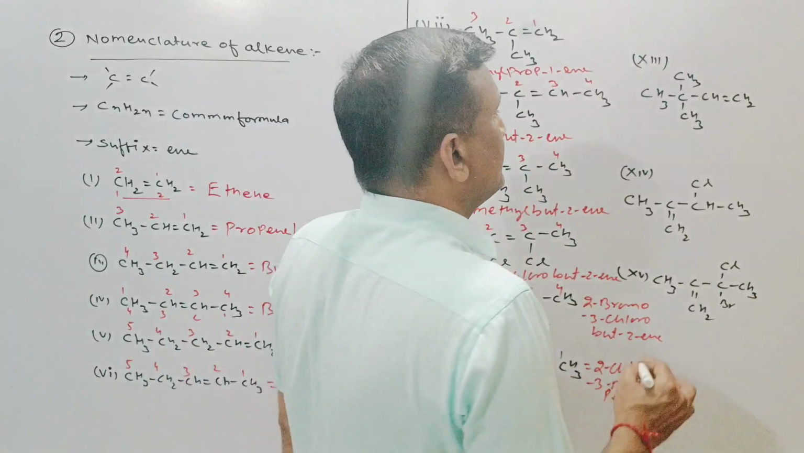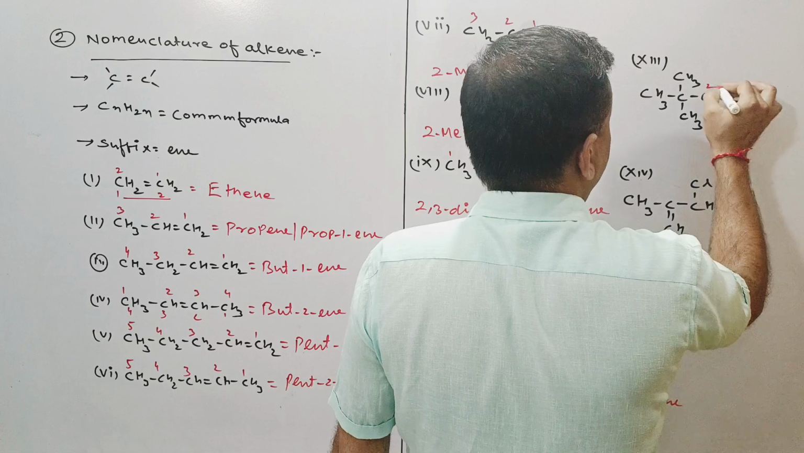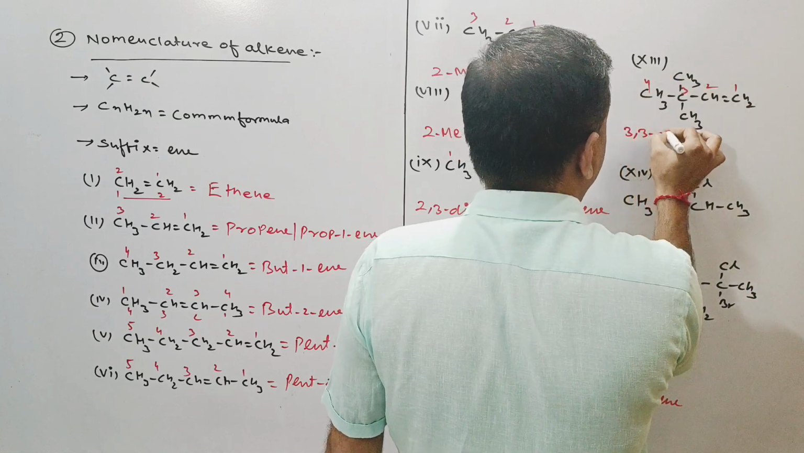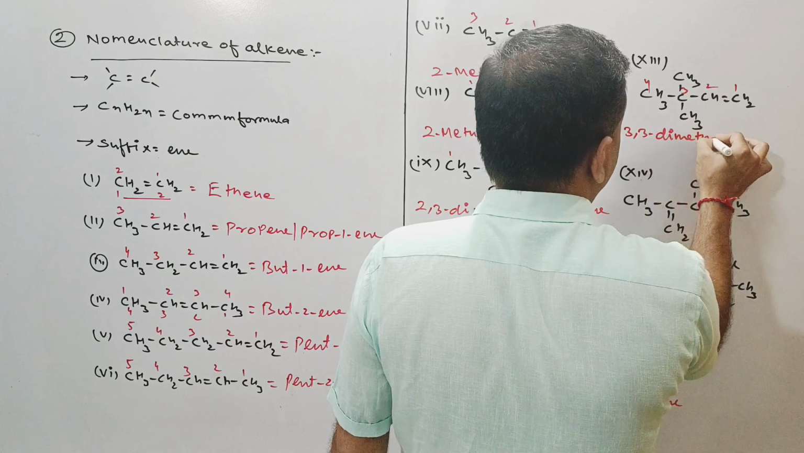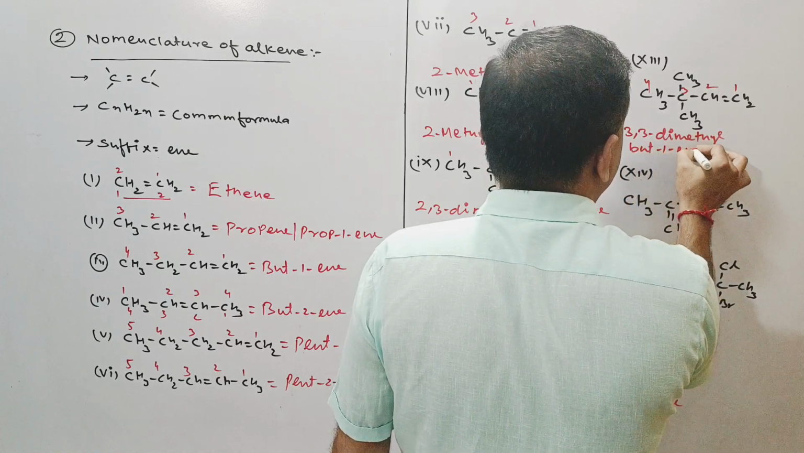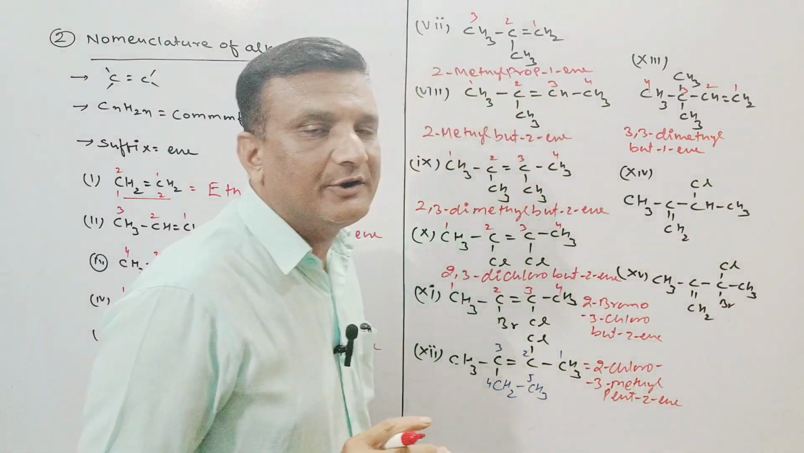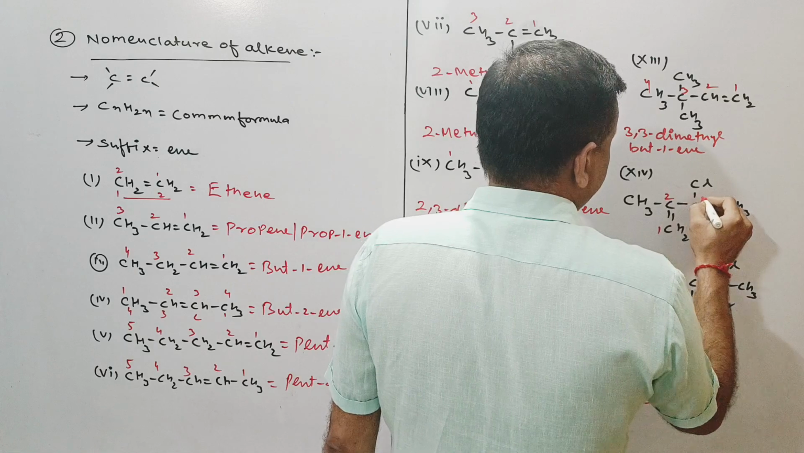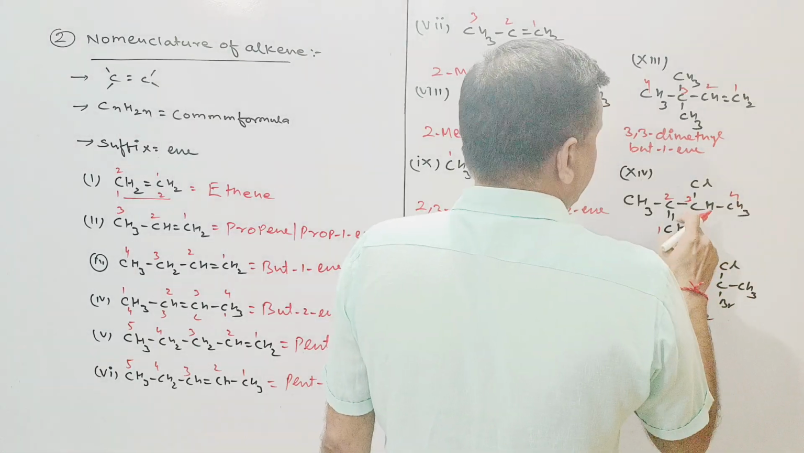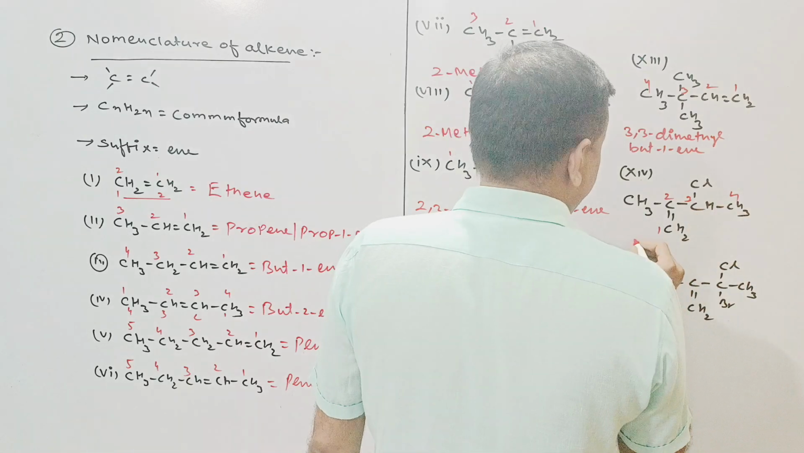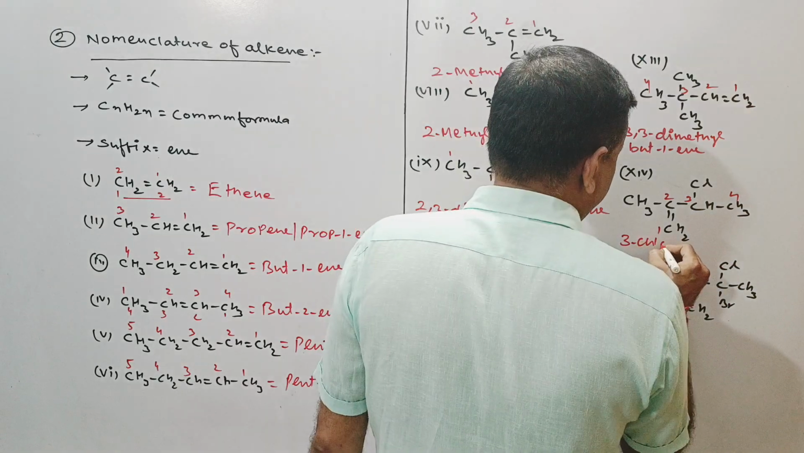For this compound, this is the longest possible chain counting from this side. This is the 3,3-dimethyl. There is the 4 carbon chain, but at number 1 position there is a double bond, but-1-ene, or you can call it butene also. For this 1, 2, 3, 4, here at number 2 position there is methyl, number 3 position a chloro, so you can call it 3-chloro.